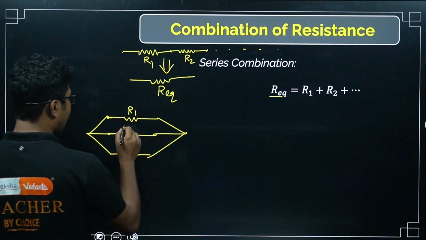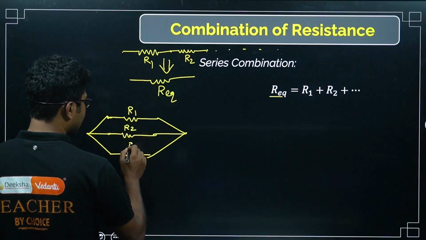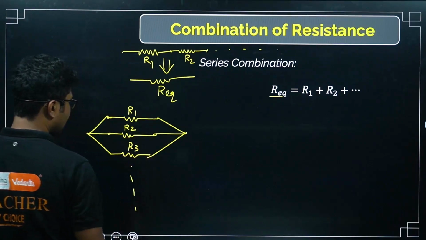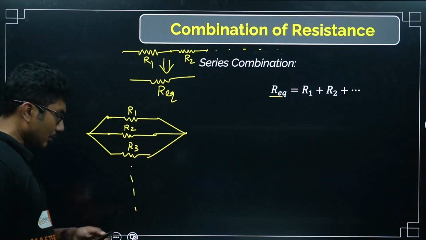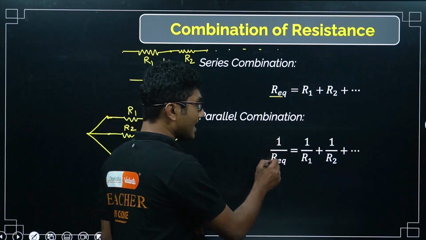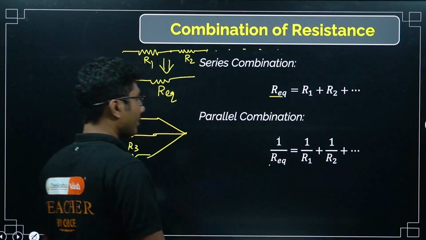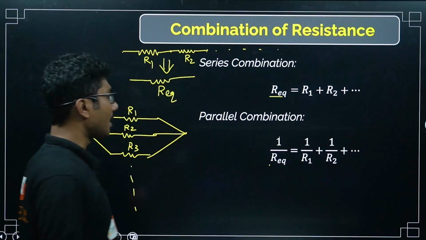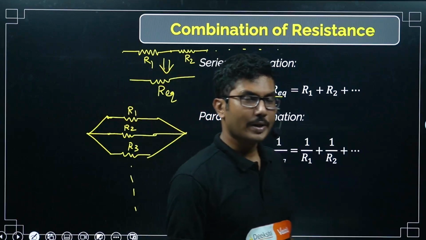So suppose we have some resistances connected like this. Then the equivalent resistance formula is given by 1 by Req. Very important: 1 by Req is equal to 1 by R1 plus 1 by R2 plus dot dot dot.